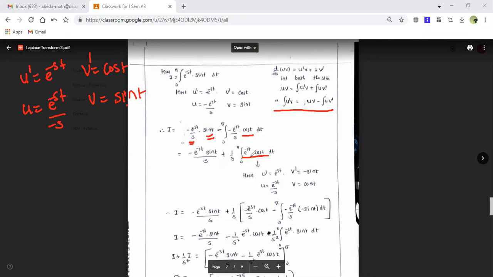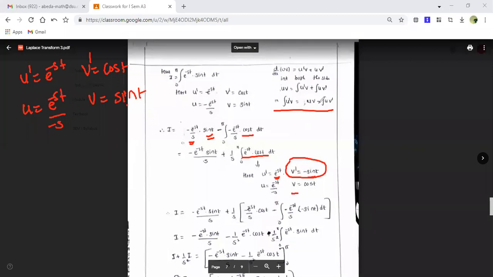So again, here also we have to use this particular formula. In this example, u dash is e to the power minus st and v dash is minus sin t. I will just tell you how I got this. What is my v? v is cos t. Differentiation of cos t is v dash, that is minus sin t. And you will get u by integrating this.